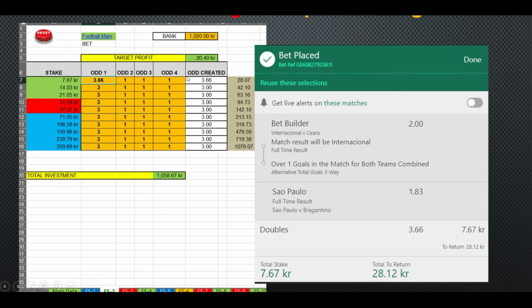So as you can see, the second tab starts with a bankroll of 1020. So it's like the second step. I put a 3.66, which is the accumulator from this bet, and it gives me that I should bet 7.67. So if we win, we're gonna have 2020 plus 2%.